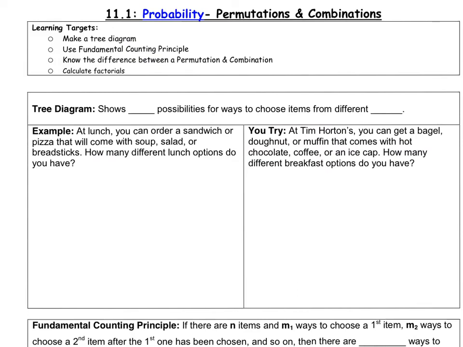One of the reasons we make tree diagrams, like you guys already did in your Are You Ready packet, is because they show the total number of possibilities for ways to choose items from different lists. We usually talk about menus and ordering food and how many different types of meals you could plan out. So let's say we're going to lunch and we can either have a sandwich or pizza for our main course.